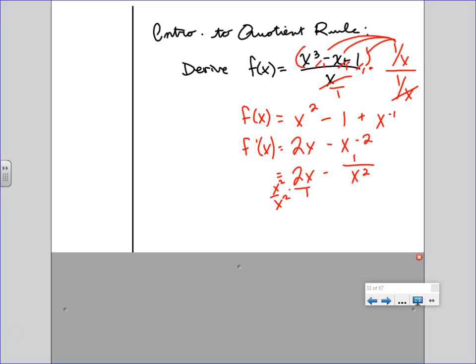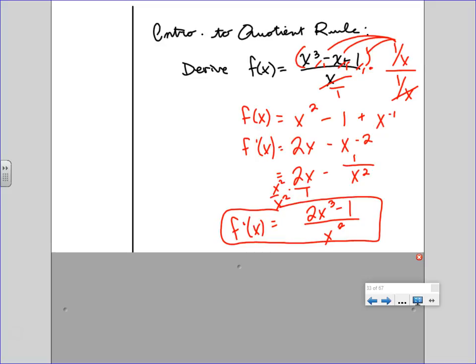Common denominators. And we end up with a more probable version of the derivative. But were they all right? Yep. They were.